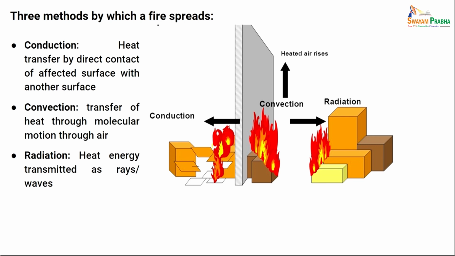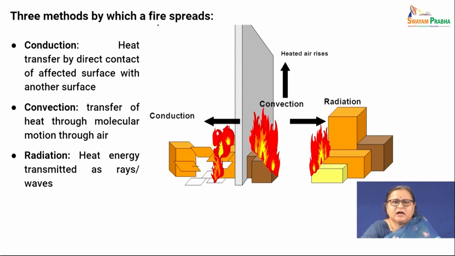Now, coming to the three methods of how fire can move. So, we have understood the calorific value, how a fire can start, the heat release rate and the smoke spread index. So, these things will help one to understand the material property. Now, how the fire can move from one place to another.